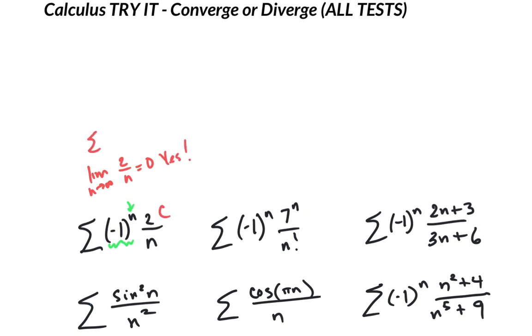Next, we say, if I ignore the alternating part and just ask, does that converge or diverge? Well, that's a divergent p-series. So this converges, but only conditionally. Okay.